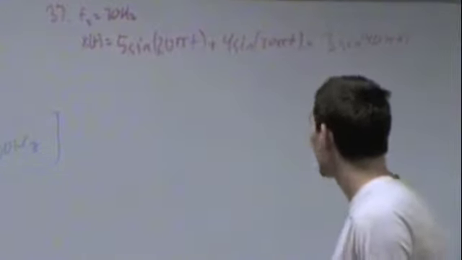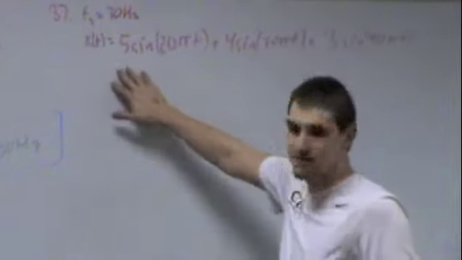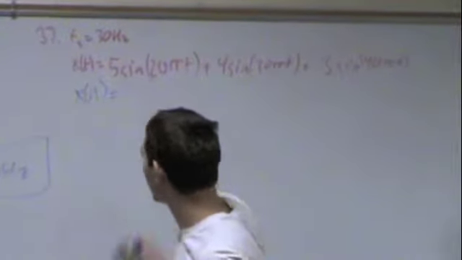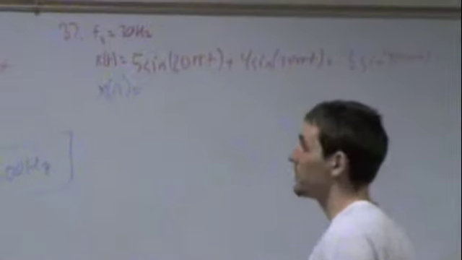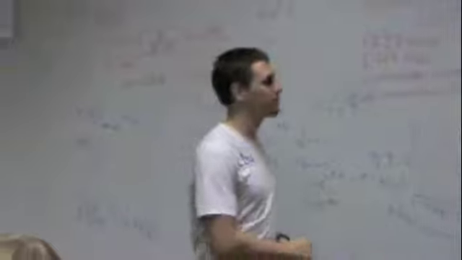Now we're on 37. We have a sampling frequency of 30 hertz, and we have this very nice signal that we want to sample at 30 hertz. So we want to know what the resulting x of n equals at that sampling, which sounds really complicated, except that all you have to do is the same thing that we did in the first problem. You just take this nT and you plug it in for t.